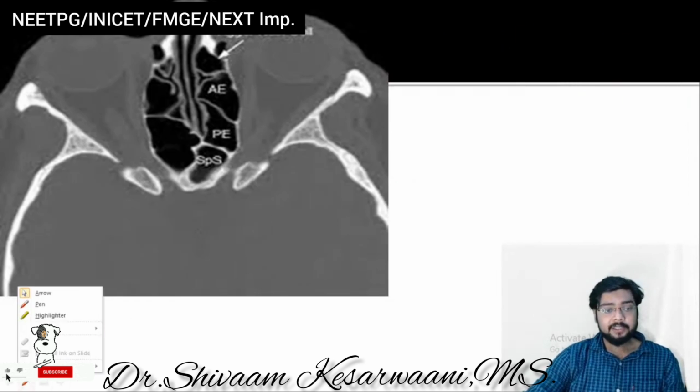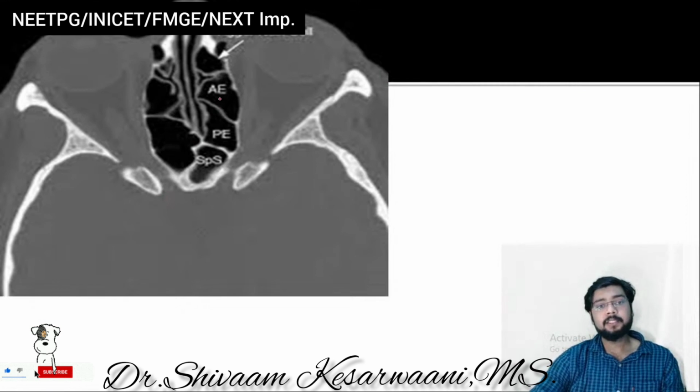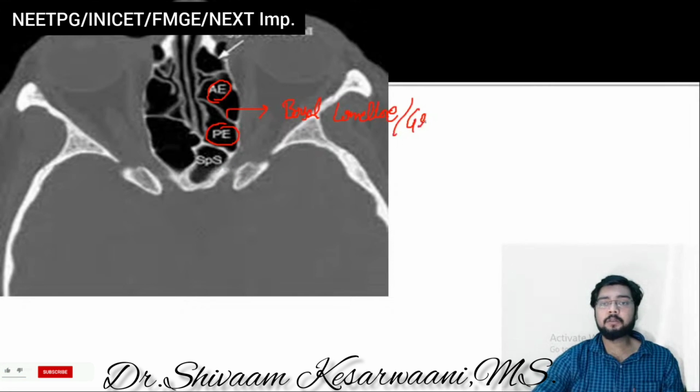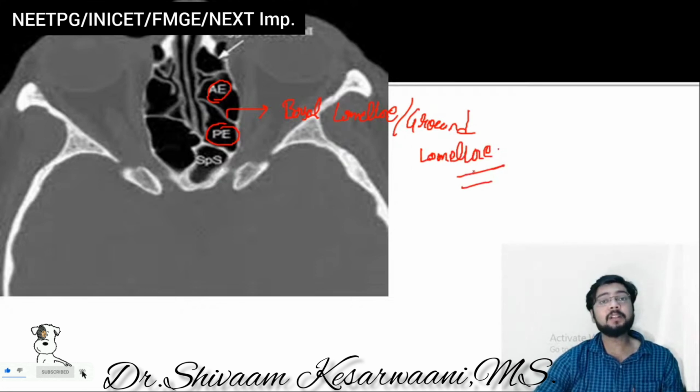So already we had discussed it in our class that the anterior ethmoidal air cells are divided from the posterior ethmoidal air cells by a structure that is called basal lamella, right? Basal lamella or ground lamella. So what is this basal lamella or ground lamella? This basal lamella or ground lamella is a part of middle turbinate.